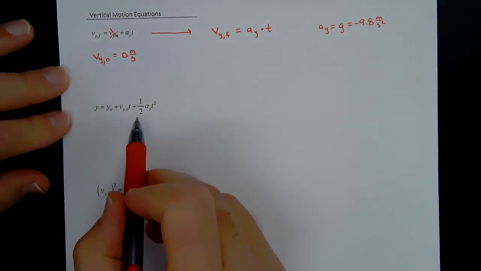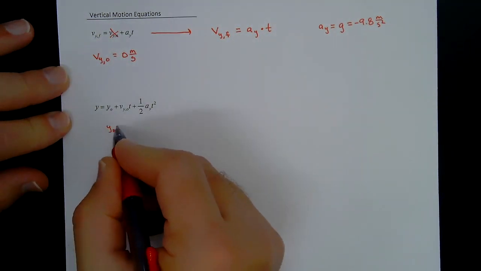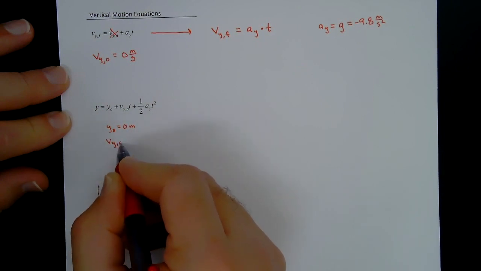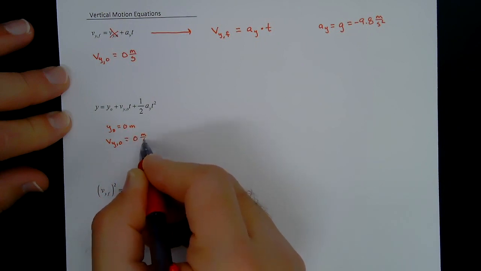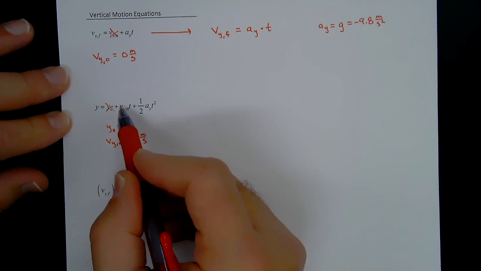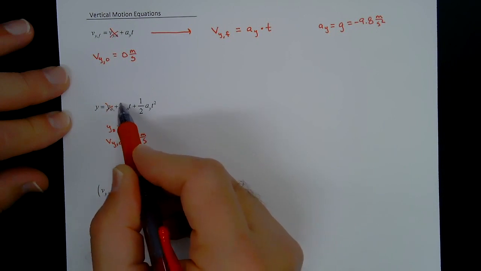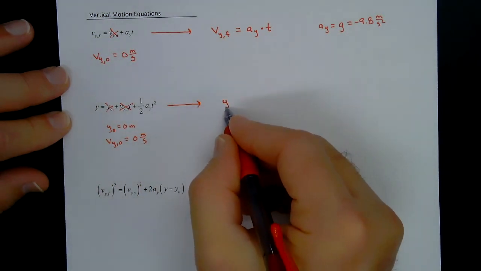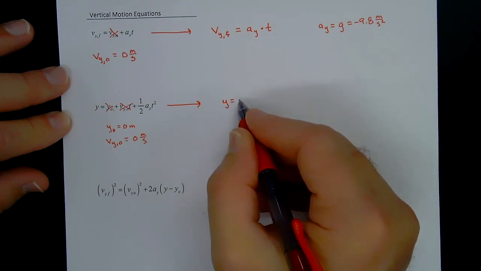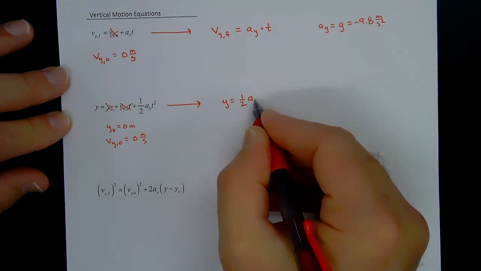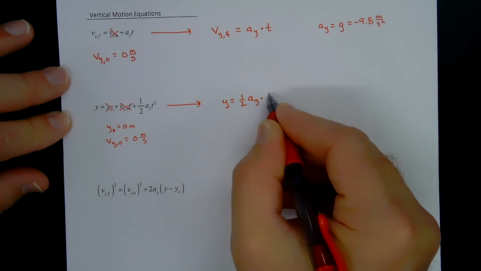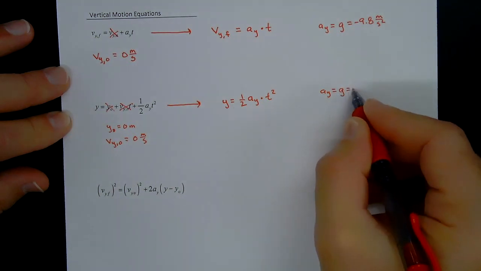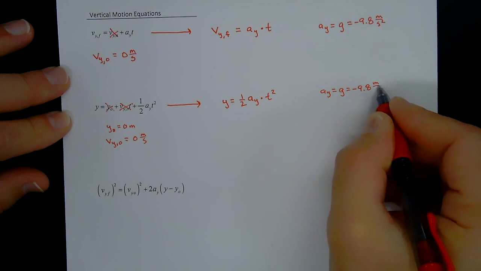Then right here, y sub o is equal to 0 meters. And I know the velocity in the y direction original is also 0 meters per second. So that means this part is gone. And because this is 0 and I'm multiplying by t, this is going to be 0. So that's gone. And so what this equation simplifies to is that the vertical displacement is equal to 1/2 times the acceleration in the y direction times t squared. And once again, a sub y is equal to g, which is negative 9.8 meters per second squared.